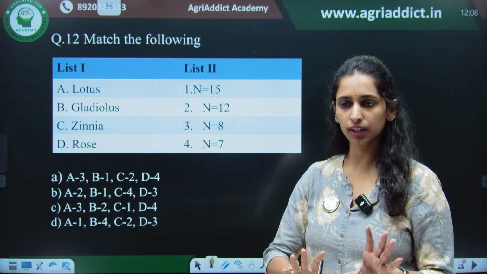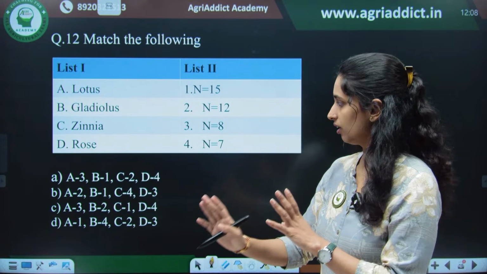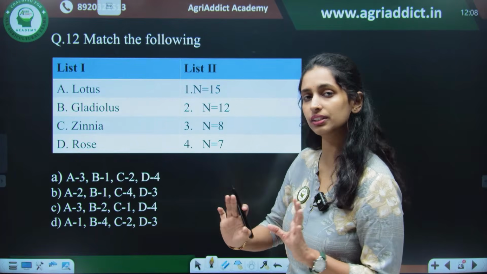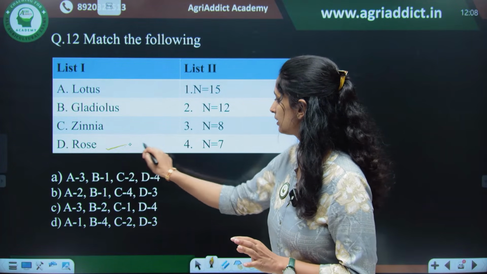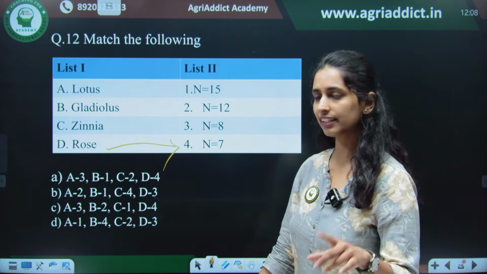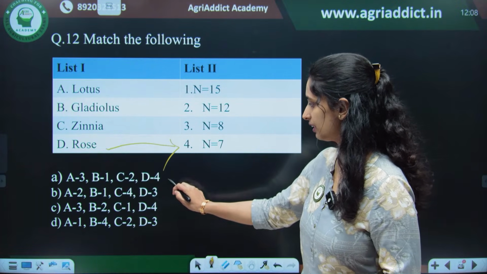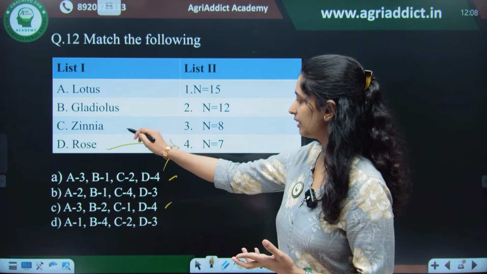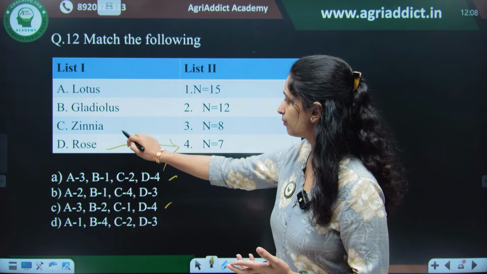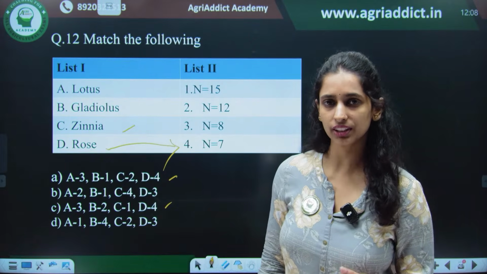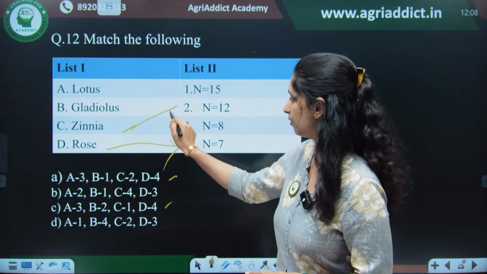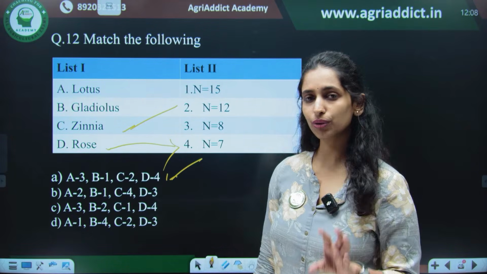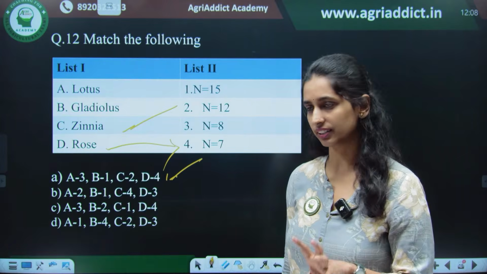So what you have to do now, you have to first mark which you know. I think most of you will be knowing the rose first. So you search that option first. 100% what you know. Rose you all know, it is having the 7. So you directly go D4. कौन सा में है? इसमें है. Just again you go. Second one which you know, the zinnia. Zinnia, it is like 24 chromosome, so n is equal to 12. So C2. C2 किस में है? इसमें है. If you know two also, many times you can guess the answer.